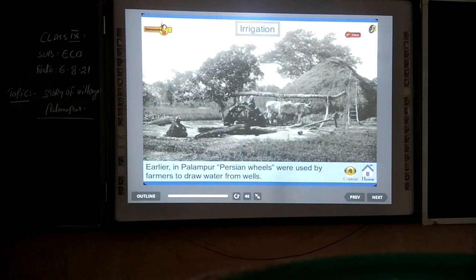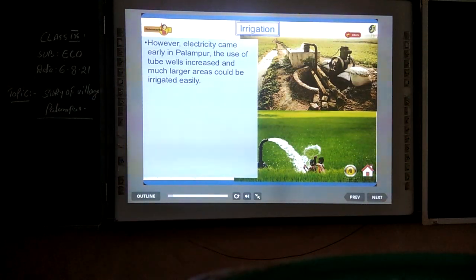Irrigation. Earlier in Palampur, Persian wheels were used by farmers to draw water from wells. However, electricity came early in Palampur. The use of tube wells increased and much larger areas could be irrigated easily.